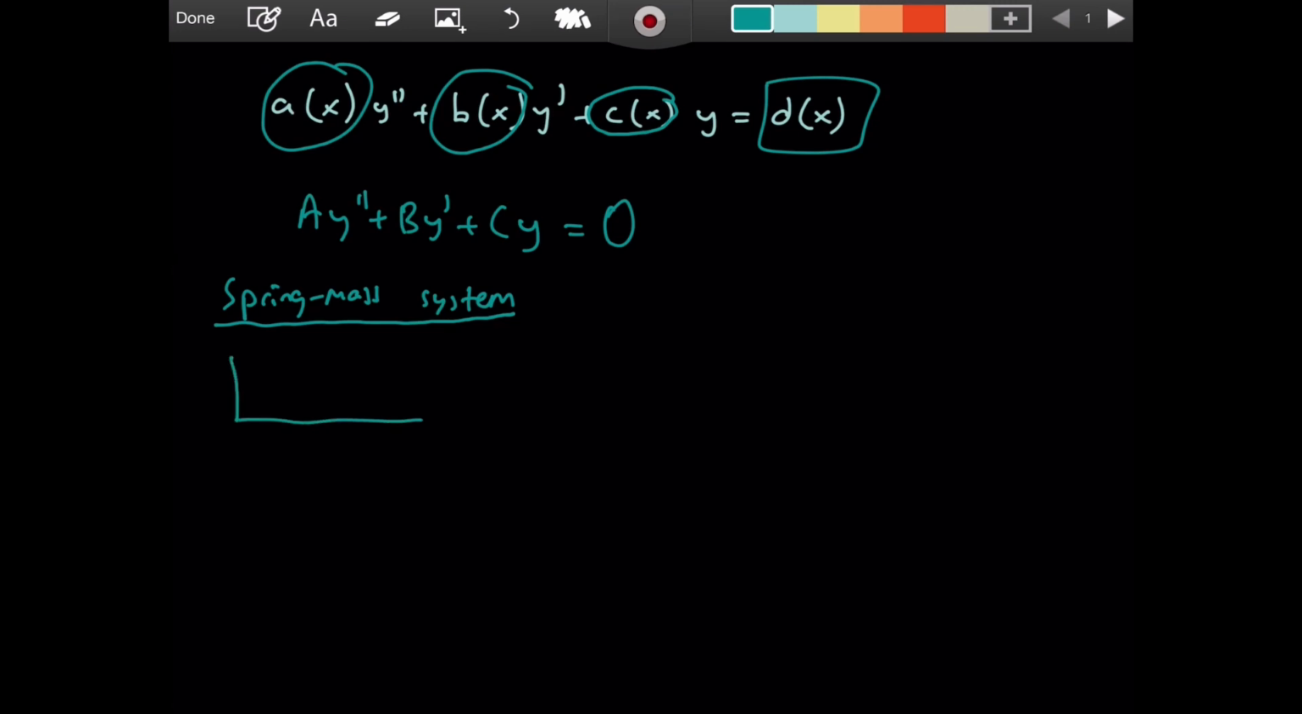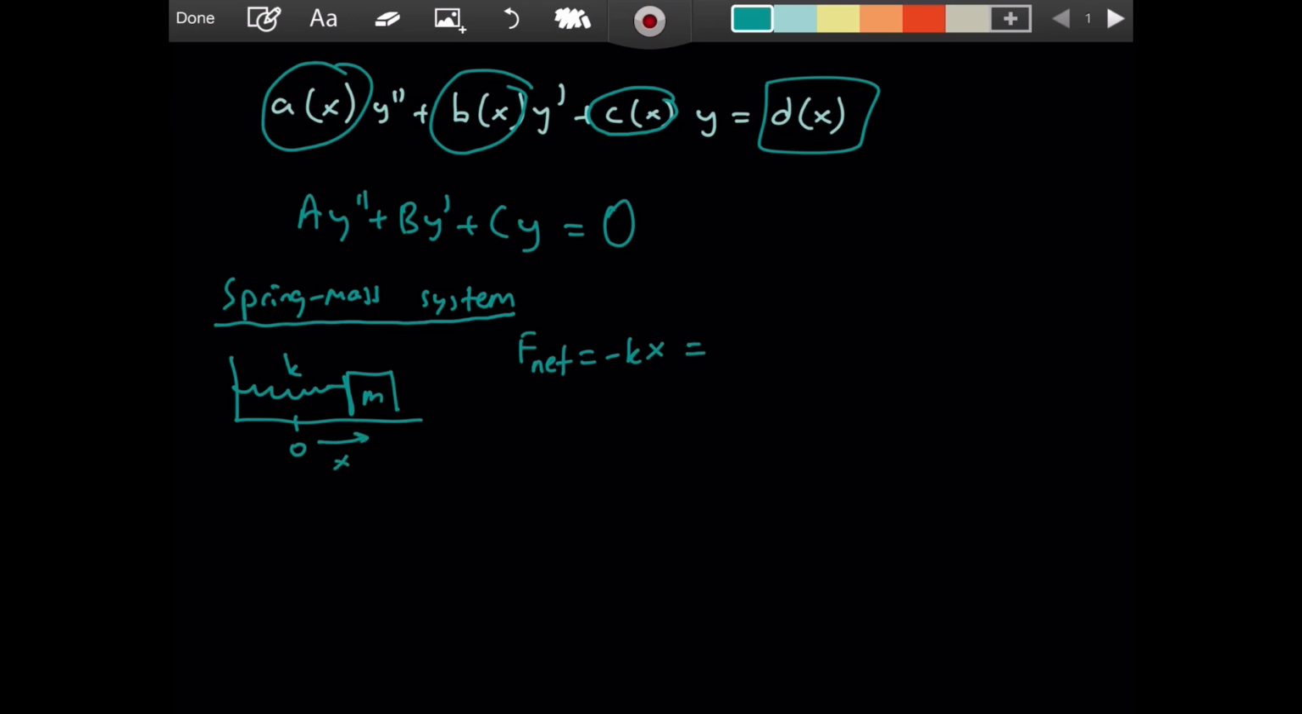So let me draw the system. We have a wall, a spring attached to it, and a mass attached to the spring. We have the mass of the object, and we have the spring constant as k. Now, from Hooke's law, we know that the net force acting on this object will be, so F net will be negative kx, right? And x here is the displacement from the equilibrium. So this is the equilibrium, this is x.